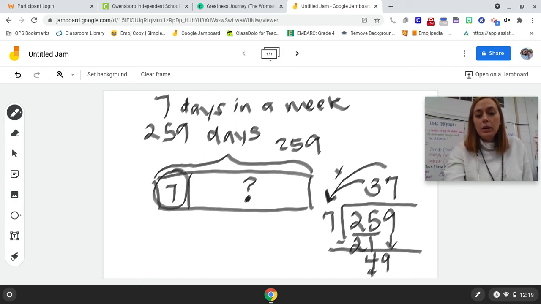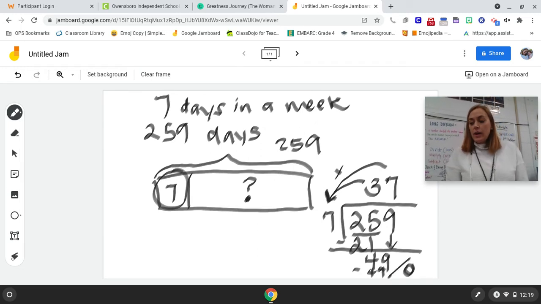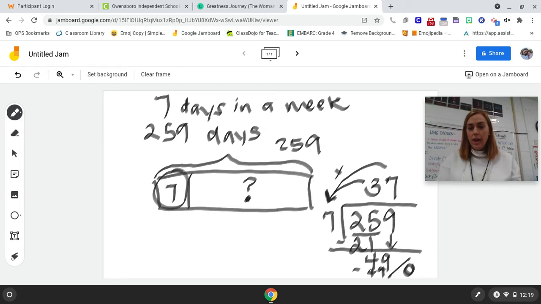I've run out of room, but I would put my 49 here, do my subtraction, and I get 0 as my remainder, okay? Now, if there were a number down there, I would have a remainder, but I have a 0. So I know that there are 37 weeks in 259 days. And because this is a word problem, I would need to write out a sentence that says, there are 37 weeks in 259 days.